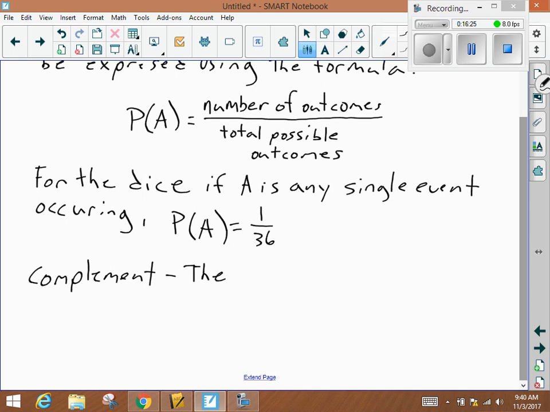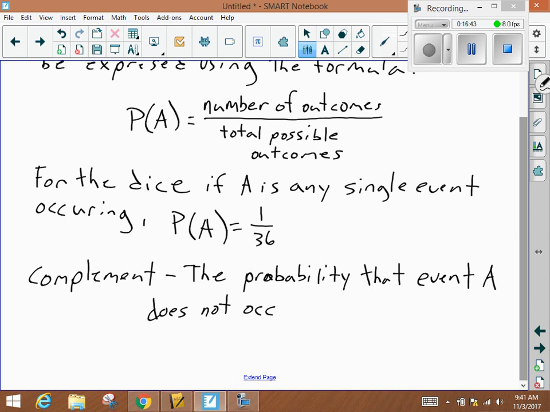So I'll finish this. The complement is the probability that event A does not occur. It can also be noted as A with a C in the superscript. That's A complement, or the complement of A. You could also say that means not A. Okay?